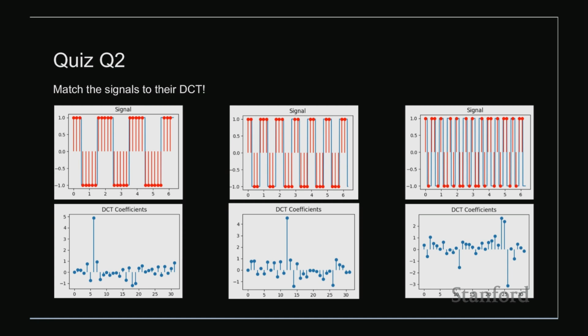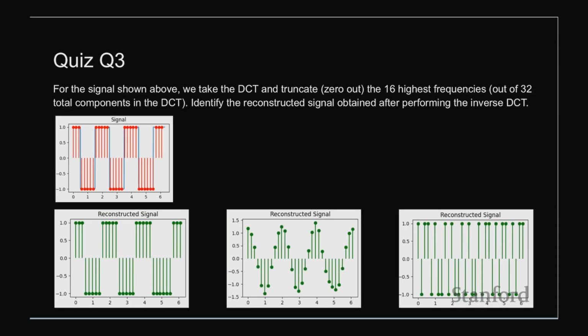So here I've just arranged them in the sense of answers. You can match them on Gradescope. And then the second signal was like, okay, now we truncate the DCT for this particular red signal, where we remove the higher frequency components. And then what's the output?